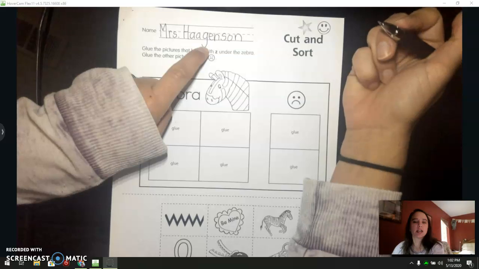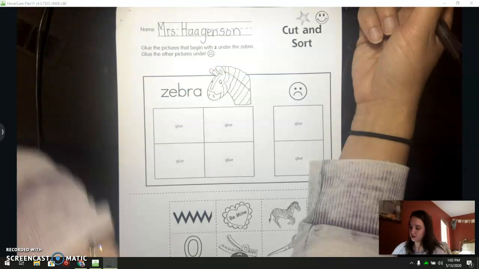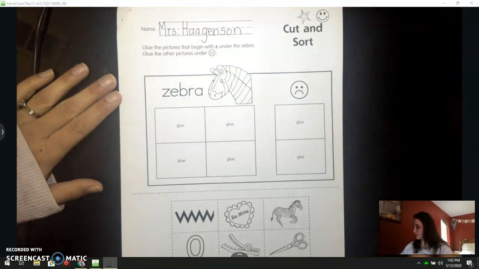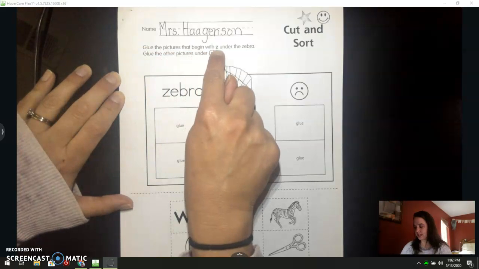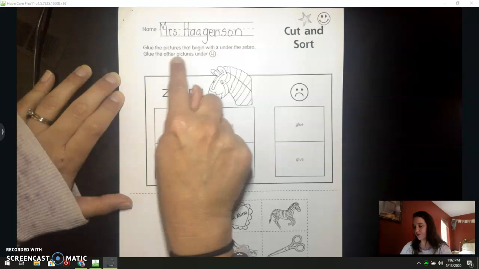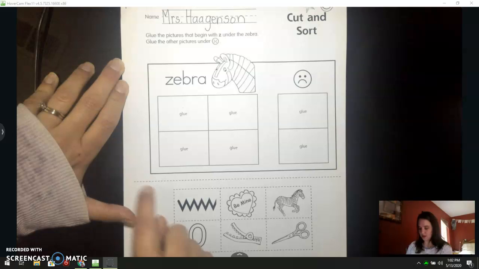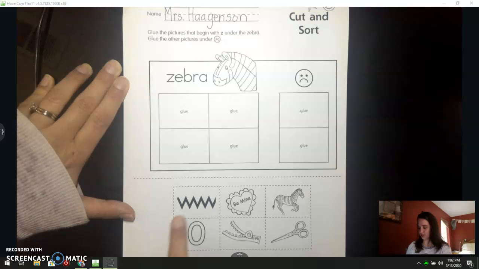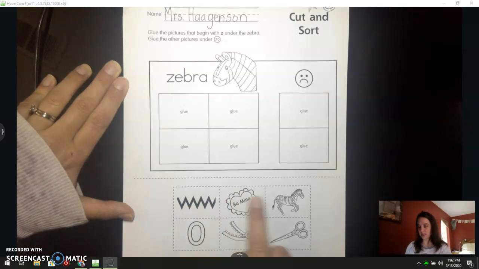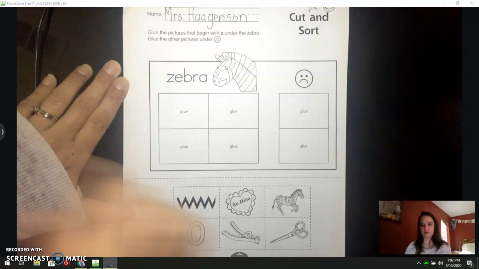G and Y and J and Q and P are all letters that go down to the basement. The directions on this say, glue the pictures that begin with Z under the zebra. Glue the other pictures under the frowny face. So I am going to pause my video. I'm going to cut on this line, and I'm going to cut out 6 pictures. Zigzag, Valentine, zebra, zero, zipper, and scissors. I will meet back with you after I've cut these out.